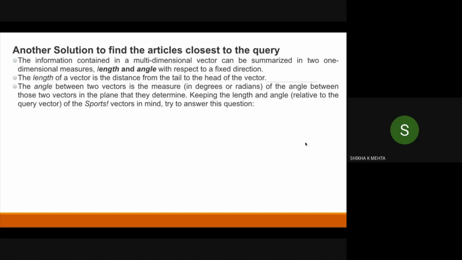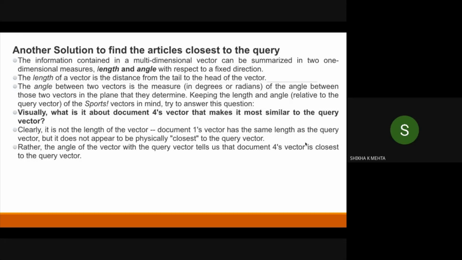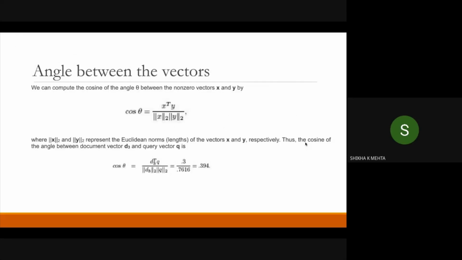And this angle helps us in finding out the similarity between the query and the documents that we already have. So in order to do this task, we are computing the cosine similarity, the cosine angle between these two vectors. These are two non-zero vectors, x transpose y is equivalent to the dot product of these two vectors, and then we take the denominator as the norms of these two vectors.